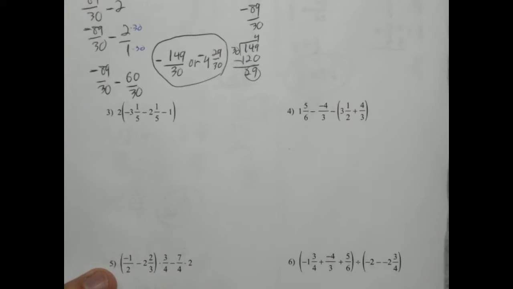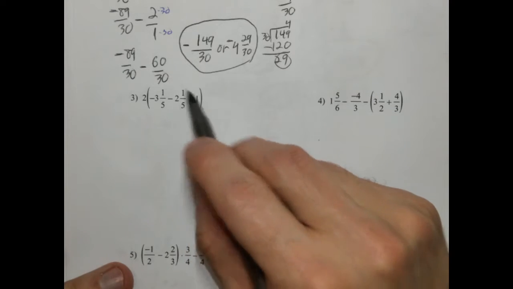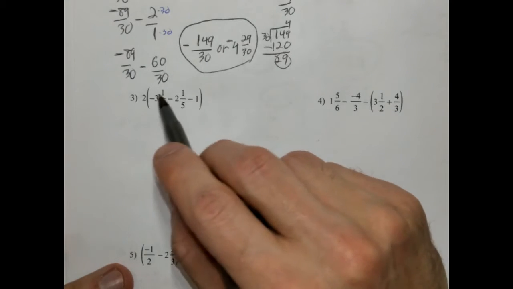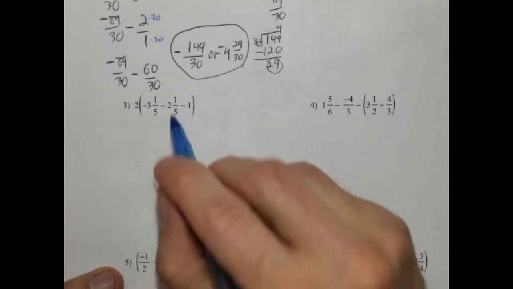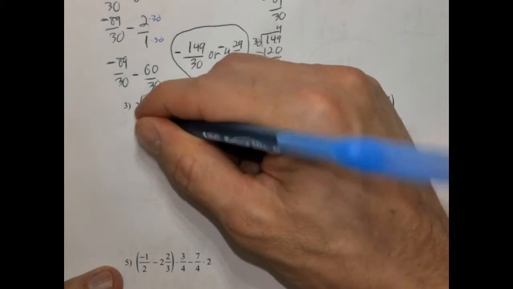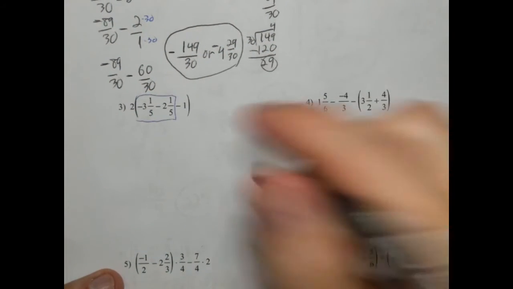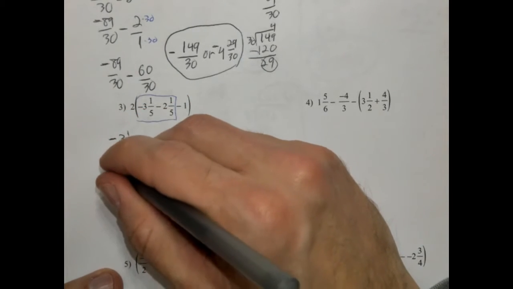Let's try number 3. We'll do the odds. Okay, so we have all this inside the parentheses. We have 2. We could distribute this, but I'm not going to do that. So we have subtraction, so we're going to do this first. Negative 3 1/5 minus 2 1/5.